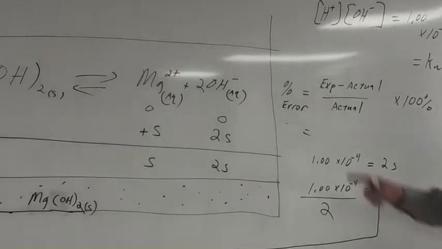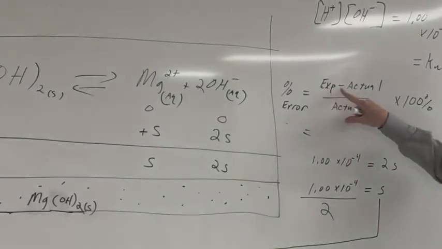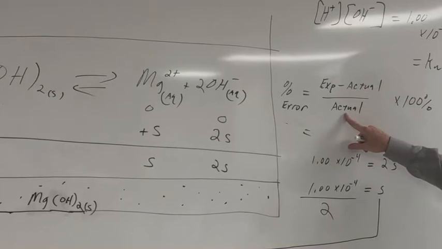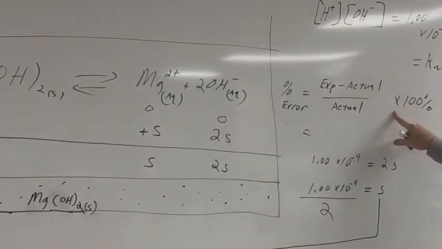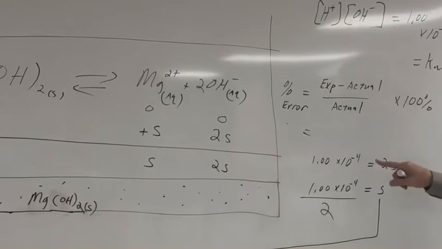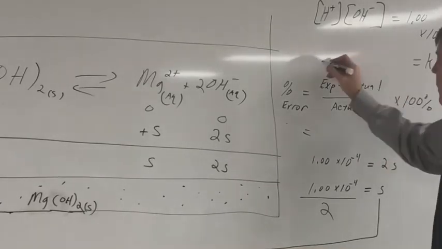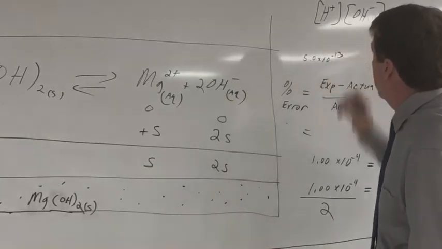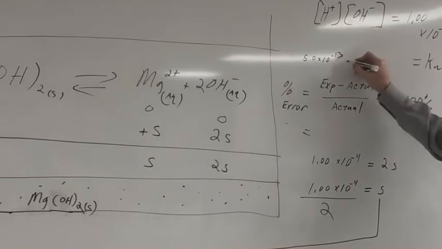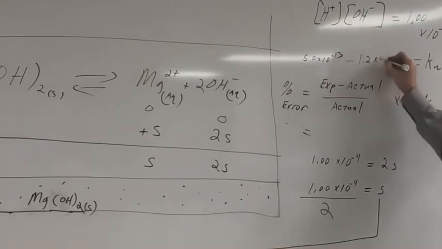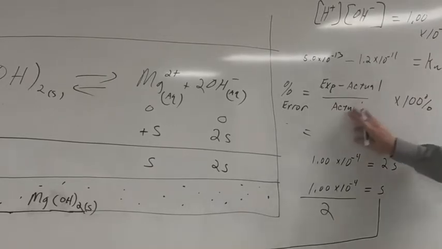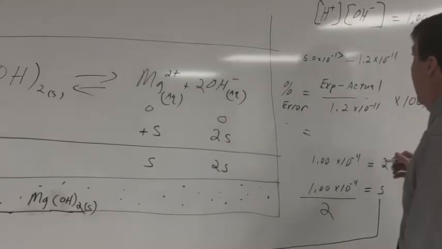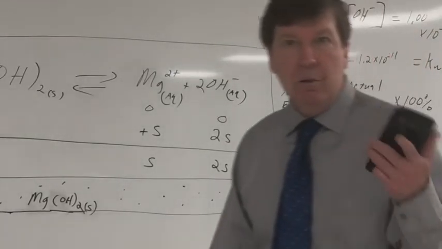And let's do a little experimental error. So let's take the experimental value here. Let's subtract it from the actual value. Let's divide by the actual value, times 100%. We know the experimental value is 5.0 times 10 to the negative 13th. The actual value I looked up is 1.2 times 10 to the negative 11th. And then we'll divide by 1.2 times 10 to the negative 11th. And let's figure out the percent error.